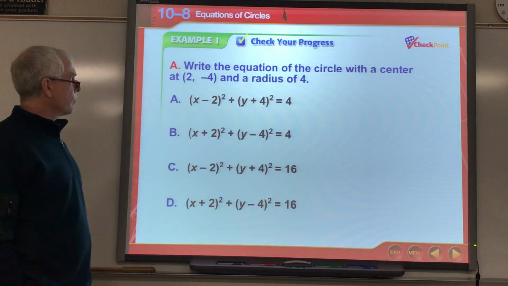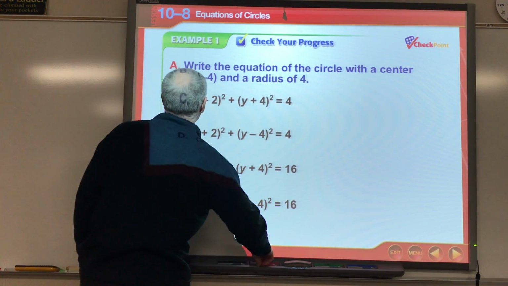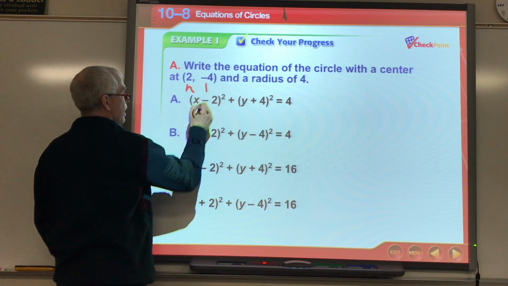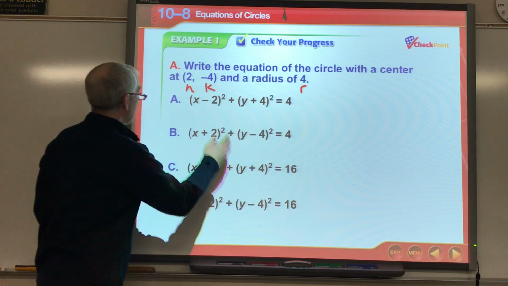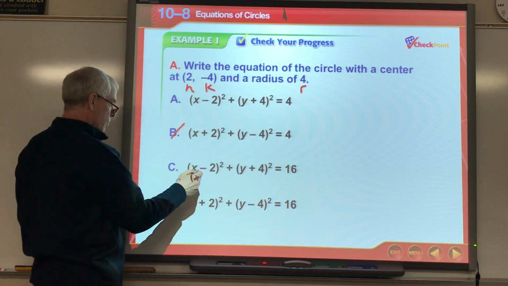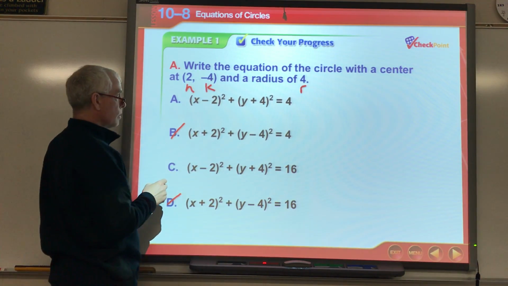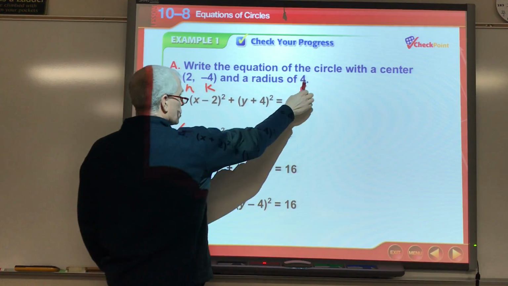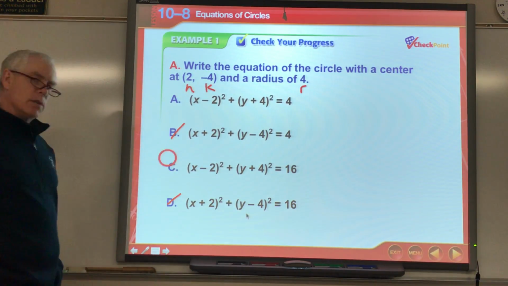All right, why don't you guys give this one a shot? All right. So the center's at (2, negative 4). So this is going to be h, this is k, and this is r. So (x minus 2) squared, so it could be this one, can't be this one, can't be this one. (y minus a negative 4), that's going to be y plus 4. Could be this one, could be this one. And 4 squared is 16. Looks like it's going to be C.